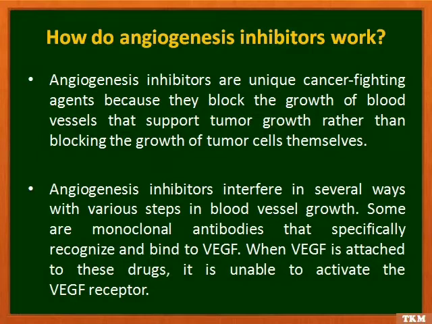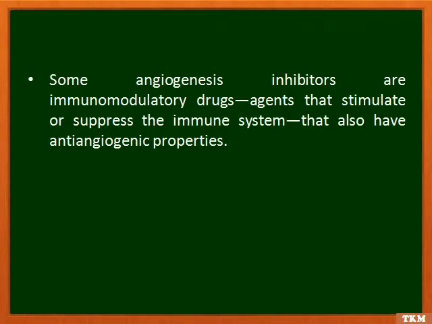Angiogenesis inhibitors interfere in several ways with various steps in blood vessel growth. Some are monoclonal antibodies that specifically recognize and bind to VEGF. When VEGF is attached to these drugs, it is unable to activate the VEGF receptor. If it doesn't get activated, the signal won't be passed for the formation of new blood vessels. Some angiogenesis inhibitors are also immunomodulatory drugs, agents that stimulate or suppress the immune system, that also have antiangiogenic properties.